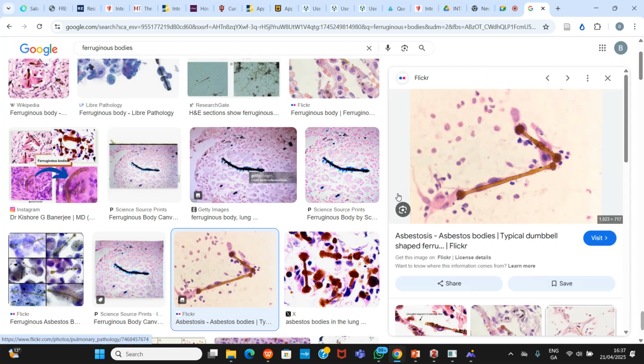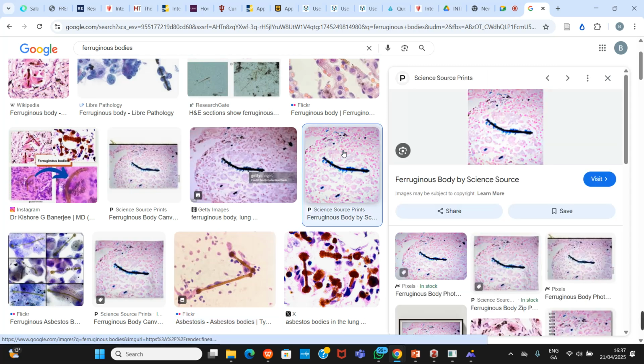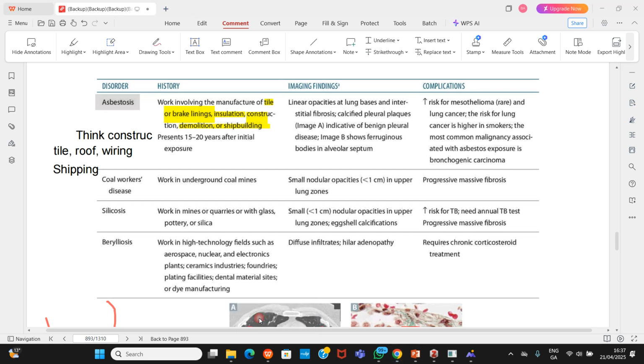Once you see something like this in our exam, of course, it is the only one that will have all these kinds of things. So if you are thinking of any pneumoconiosis and it shows a stain like this, definitely we know it's going to be asbestosis. That's going to be the ferruginous body for asbestosis. So don't forget there's going to be plaque calcification, and there's going to be linear opacity at the lung base.